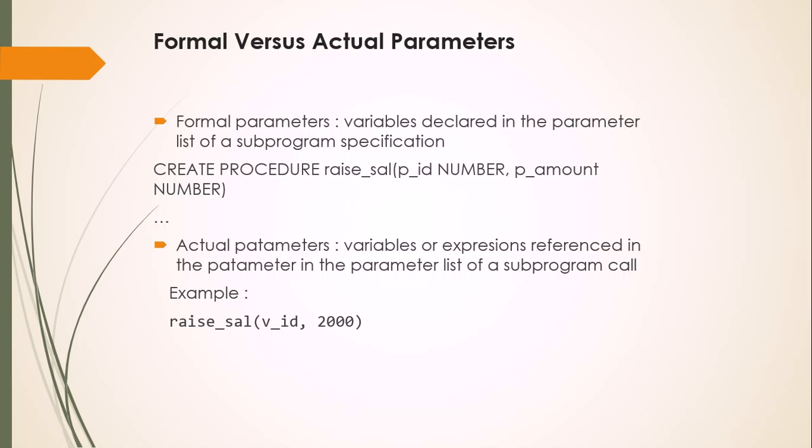Formal versus actual parameter. A formal parameter is a variable declared in the parameter list of a subprogram specification. Example is create procedure raise_sal (p_id number, p_amount number). An actual parameter is a variable or expression referred to in the parameter list of a subprogram call. Example is raise_sal(pid, 2000).